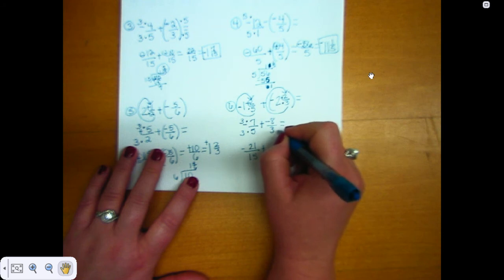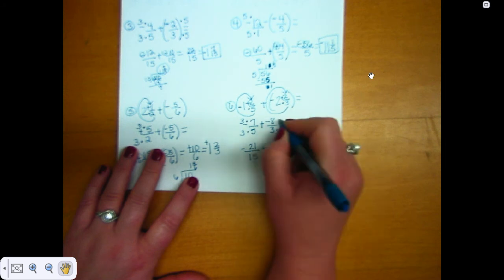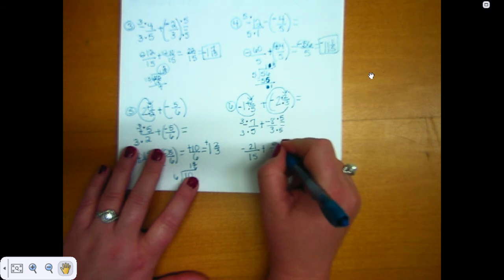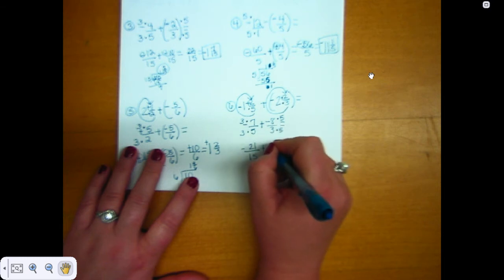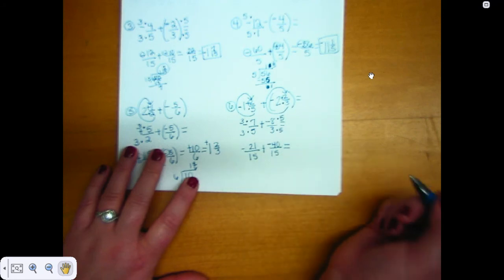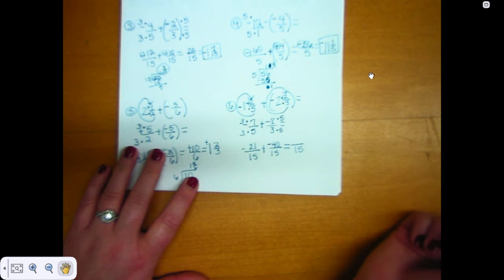We need to convert this one to a denominator of 15. So 3 times 5 is 15. Whatever you do to the bottom, you have to do to the top. 8 times 5 is 40. Keep your sign. Now, the denominator is the same. Red Rover, bring 15 right over.